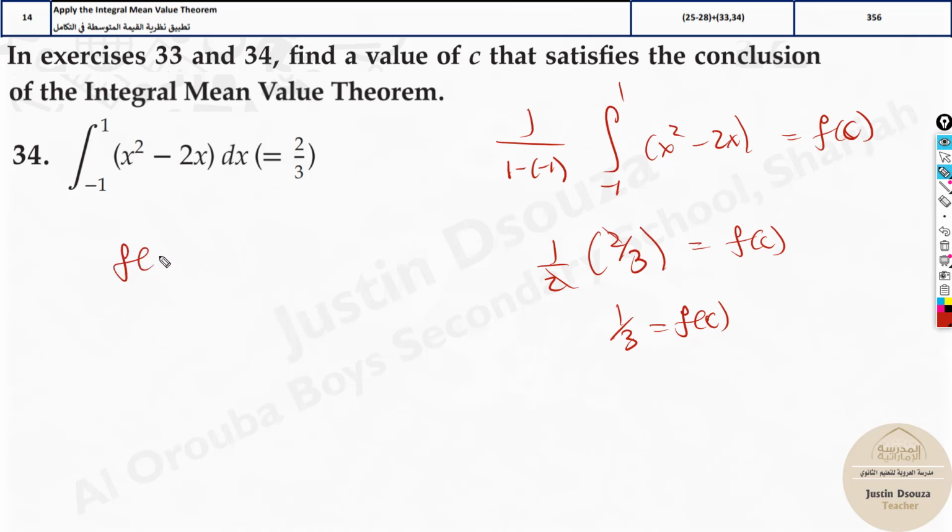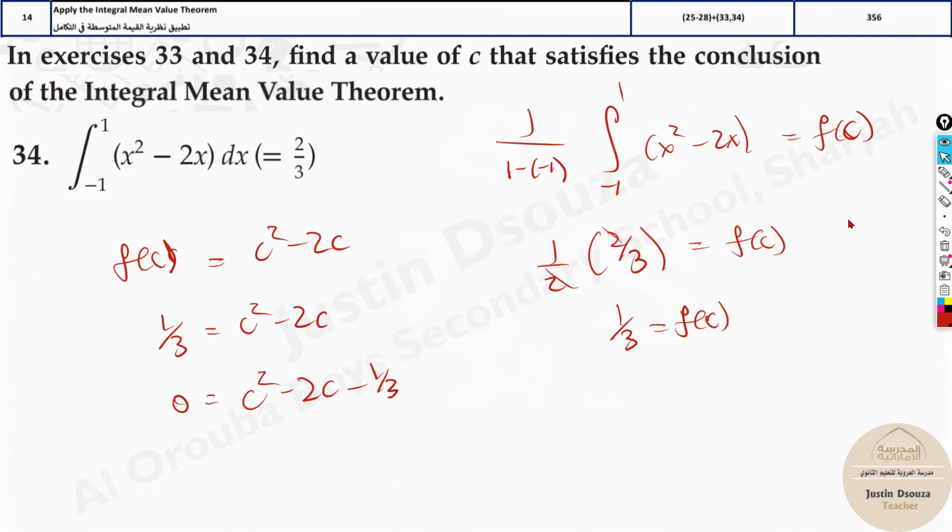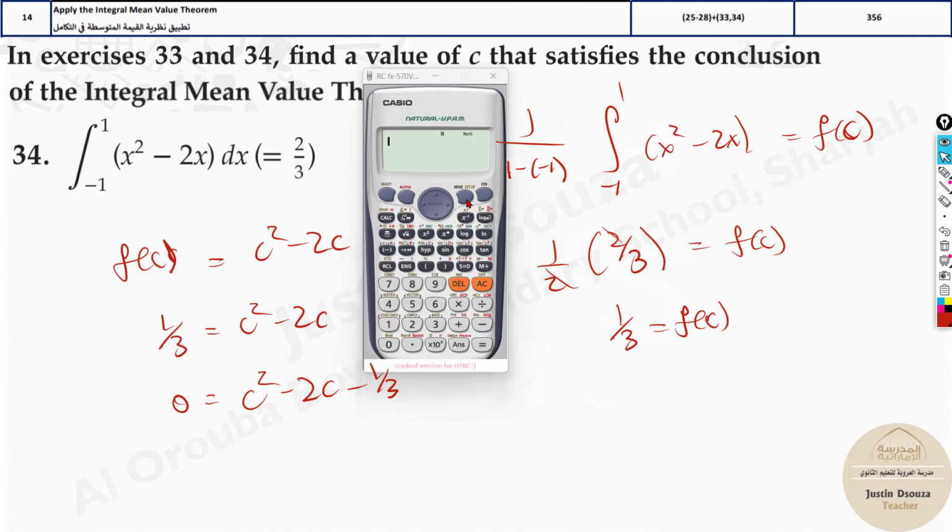And now here we have f of c will be equal to, from this given equation, c squared minus 2c. And now we know this is 1/3, that is equal to c squared minus 2c. Let's take this 1/3 to the other side. It will be 0 equals c squared minus 2c minus 1/3. Now how do you solve this? In the calculator, mode 5 then 3. All quadratic equations can be easily solved by this equation mode, that is 5, and 3 is for quadratics. And now substitute the coefficients: c squared is 1, then we have minus 2, and lastly the constant term is minus 1 divided by 3. And now the answer is this and this.